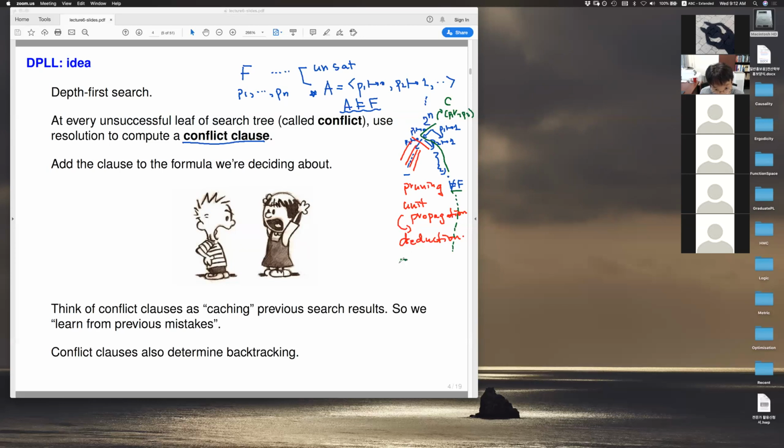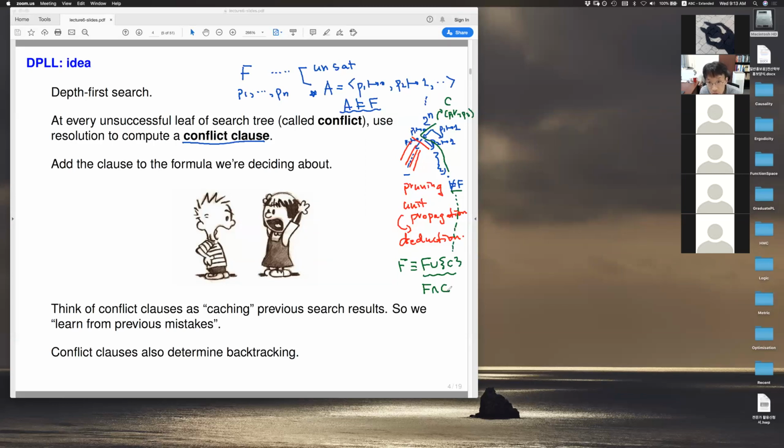I'm going to explain to you later about the properties. That clause, when I conjoin it with F, doesn't change its meaning. So see, in more logical form, this is really representing F conjoined with C. So conjoining C doesn't change any meaning at all. It's redundant in terms of semantics, but this C compactly represents some hidden information or some interesting structure inside F that we discovered from this failed search.